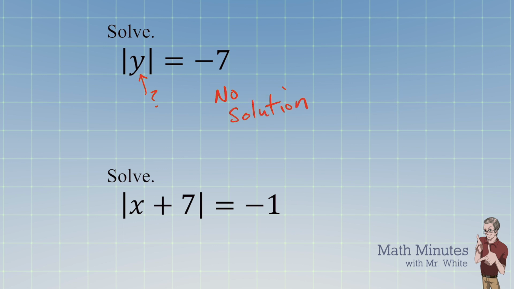So what about this next problem, the absolute value of x plus 7? When would that absolute value ever be negative 1? Never. This one is also no solution. So if you have the absolute value all by itself on the left side and then you have a negative number on the right, you are guaranteed the answer is no solution.